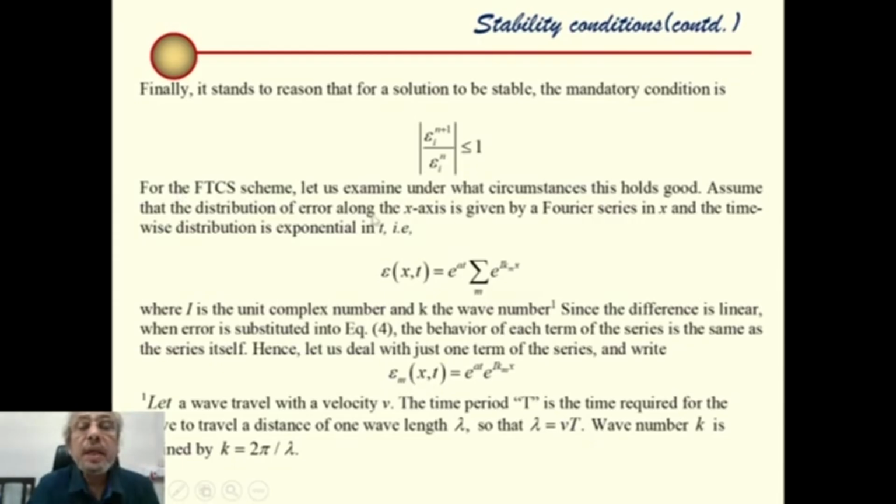For the FTCS scheme, let us examine under what circumstances this holds good. Assume that the distribution of error along the x-axis is given by a Fourier series in x, and the time-wise distribution is exponential in t. I mentioned it in the previous slide. So this error is a Fourier series in x, where k is the wave number, I is the unit complex number, and e to the power at is exponential in t.